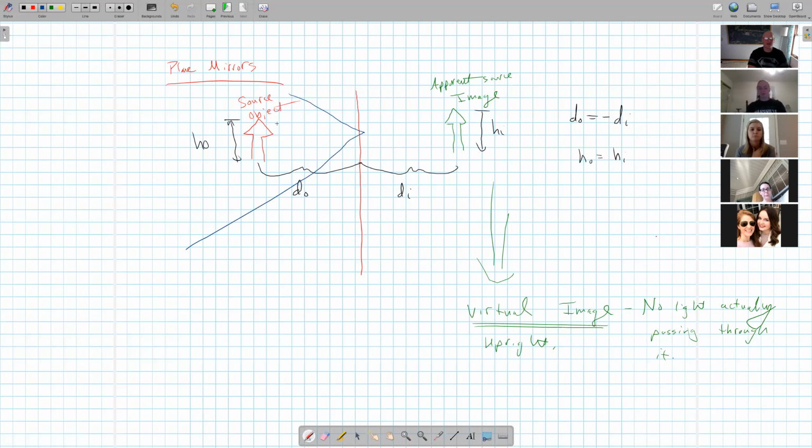So these are plane mirrors. Plane mirrors are about as boring as possible. What happens is the image location is exactly equal to the object location, just with a negative sign. This negative sign means it's behind the mirror. So here, this negative just basically means it's behind the mirror. And the object height is exactly the same as the image height.